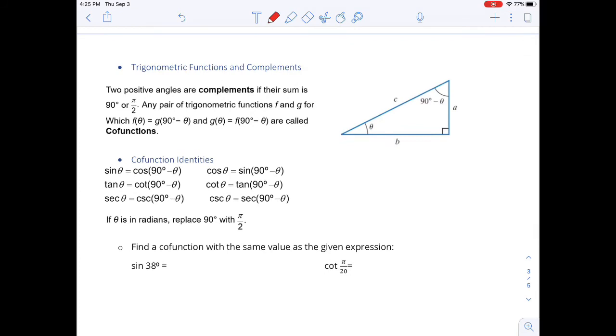Trigonometric functions and complements. Two positive angles are complements if their sum is 90 degrees or pi over 2. Okay, for example, if one angle is, let's say, 40 degrees, then its complement is 90 minus 40, 50 degrees. Any pair of trigonometric functions f and g, for which f of theta is equal to g of 90 degrees minus theta, and g of theta equals f of 90 minus theta, are called cofunctions.